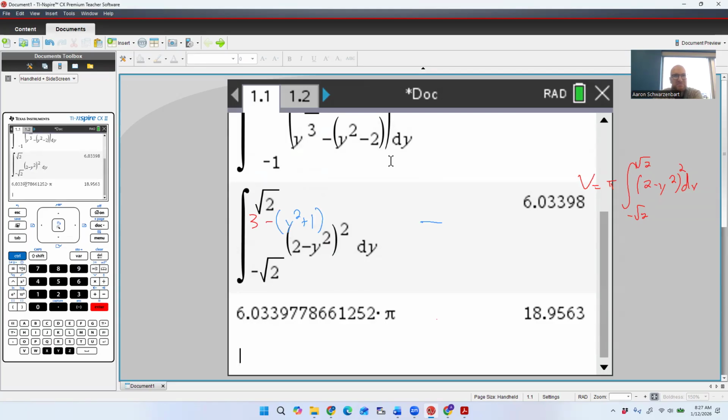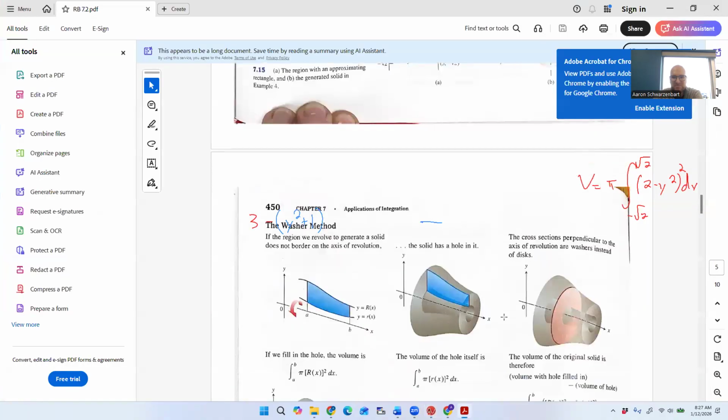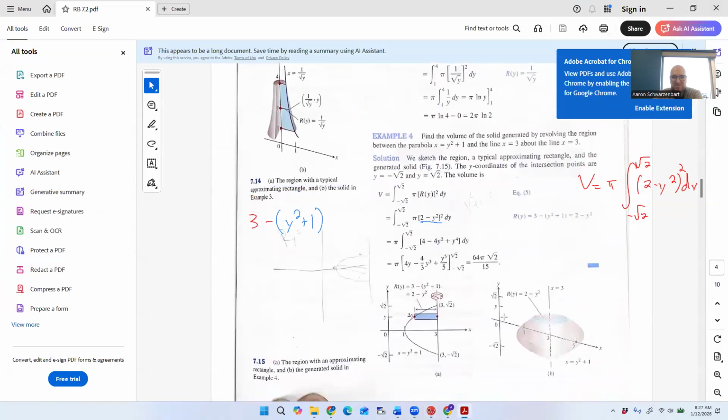18.96. Okay, yeah, look at their lovely answer: 64 pi square root of 2 over 15. I will let you do those on the calculator. I changed the numbers on the ones on the exam, so they're not necessarily nice, but they're not like that.